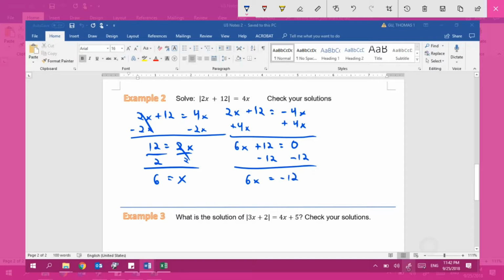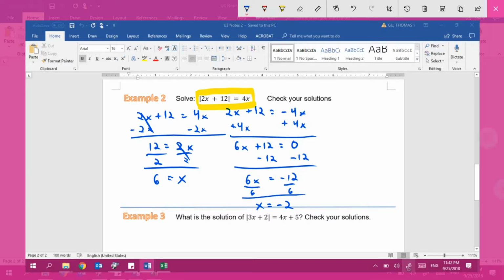Now let's divide both sides by 6 so I can get x by itself. And x equals negative 12 divided by 6, which is negative 2. All right, so I've found my two answers. We got x equals 6 and x equals negative 2. Let's check to see if both of them are actually solutions now. So we're going to plug them back into our original equation up here.